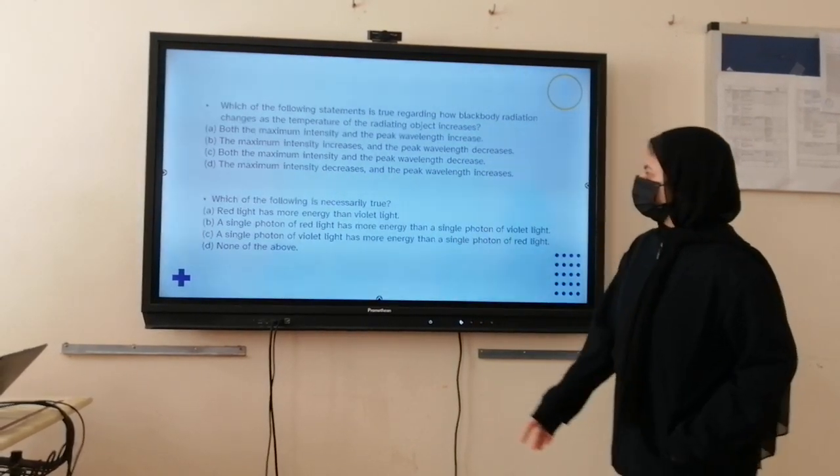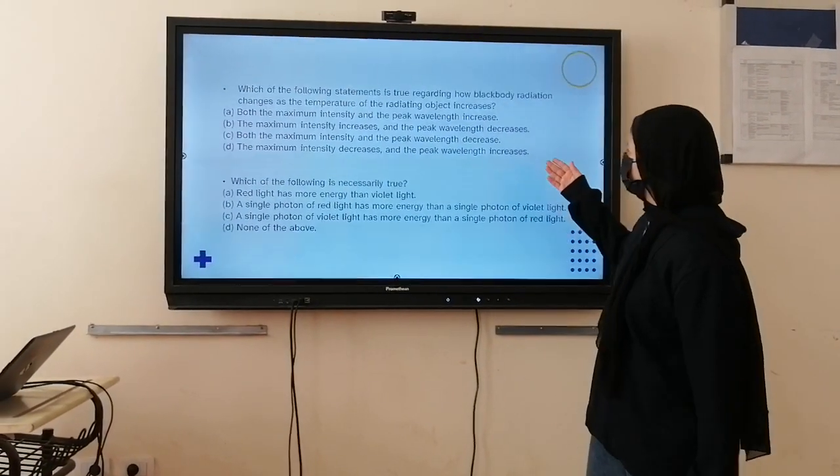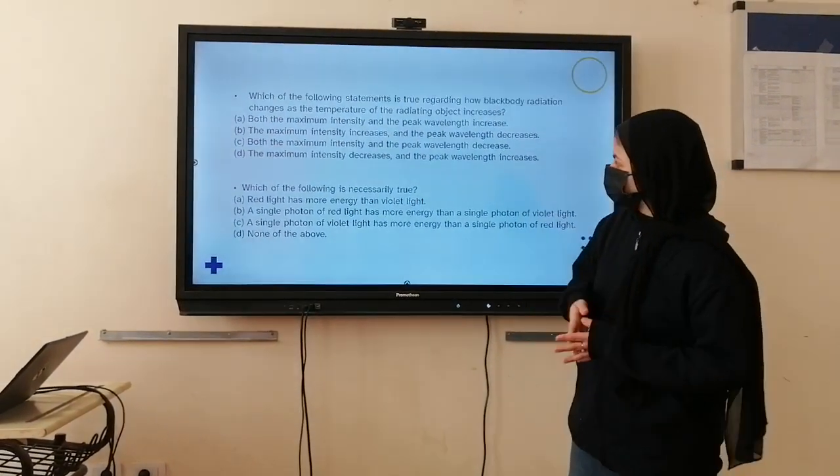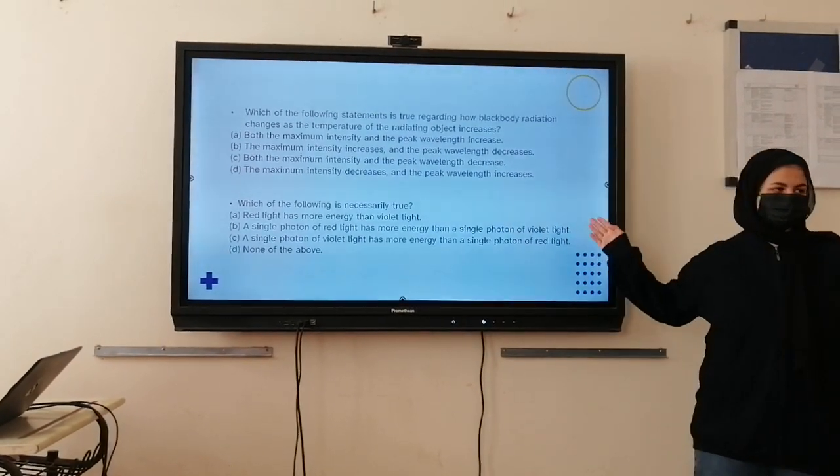Question 1. Which of the following statements is true? How does black body radiation change as the temperature of the radiating object increases? Who can solve?